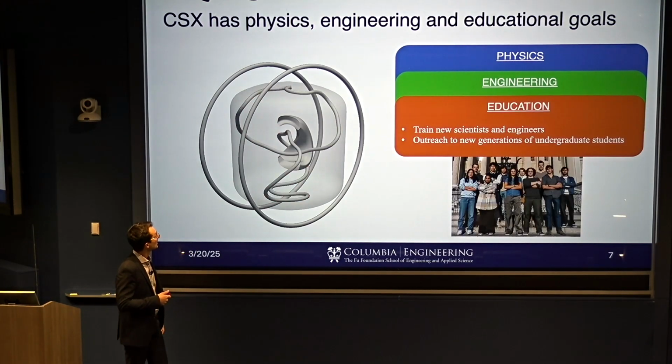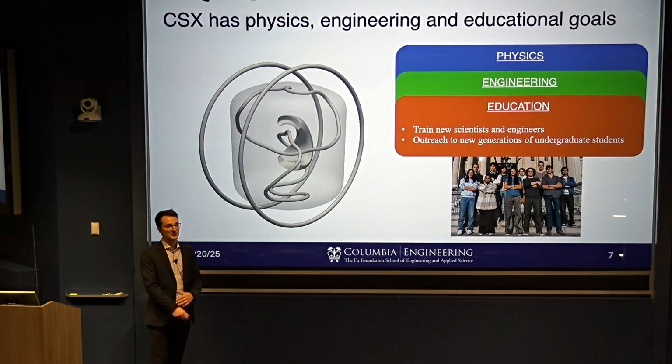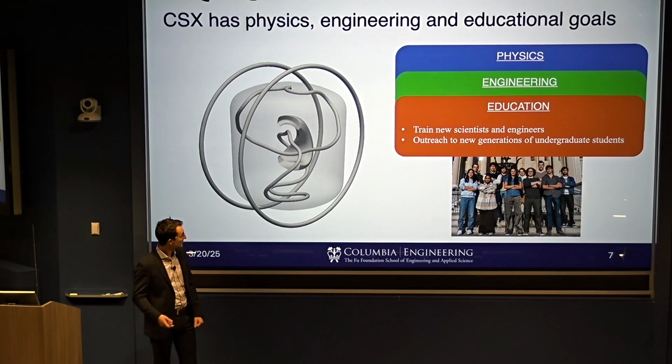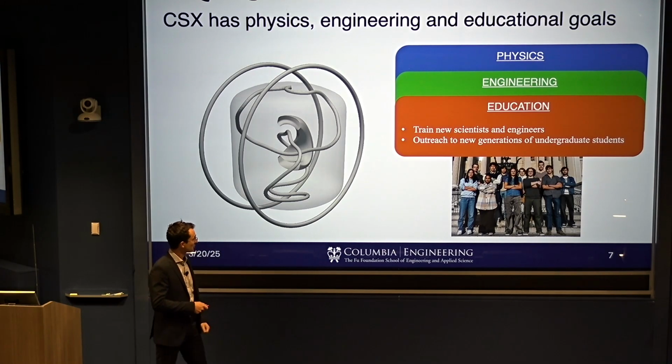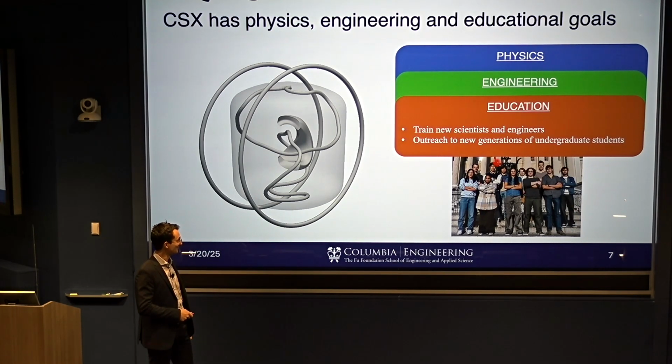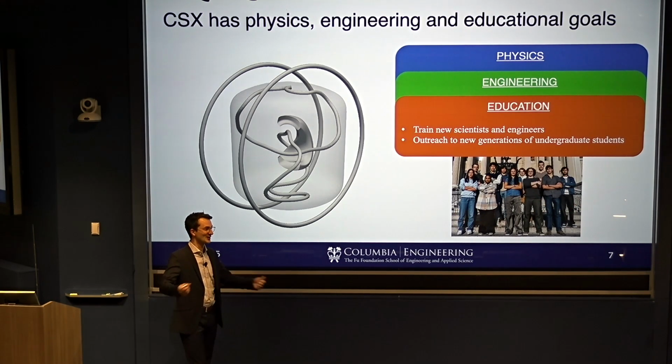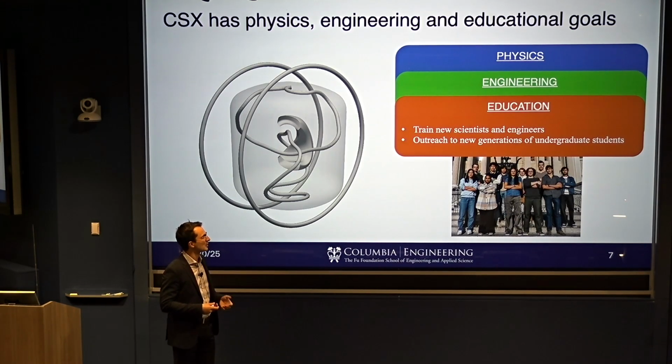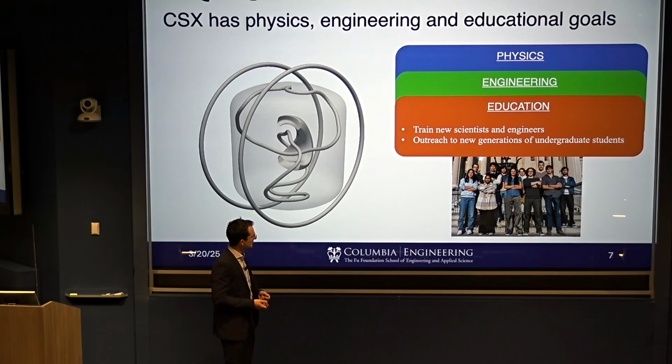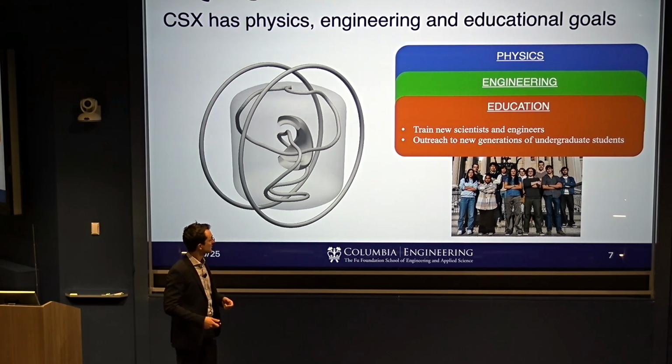Finally, one set of goals is education. You've seen at the beginning, we have many graduate and undergraduate students that are collaborating on this. And you see here a picture of the team at one point in time. This is constantly evolving because students are coming from one project and then leaving. But since I joined this team about a year and a half ago, we had maybe 25 students already interacting with us and being exposed to the field. So the goal is to train new scientists and engineers and do outreach to new generations of undergraduate students.